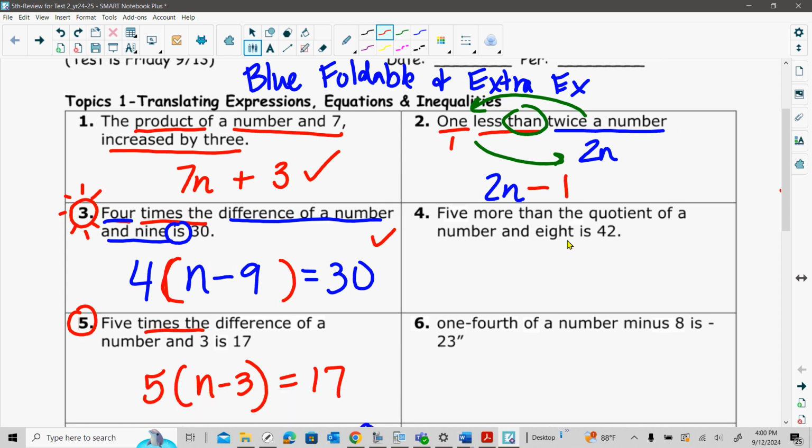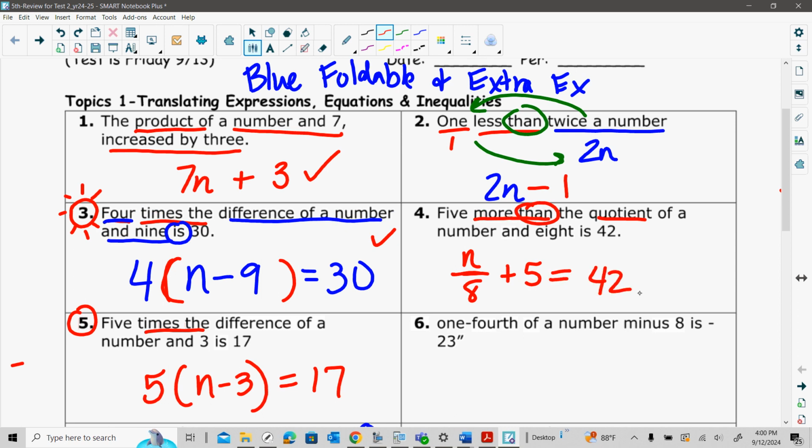So on number 4, again, it says 5 more than the quotient of a number and 8 is 42. So this more than, again, that word right there is a turnaround word. The quotient of a number and 8, quotient is division. So this would be n over 8 plus 5 equals 42.